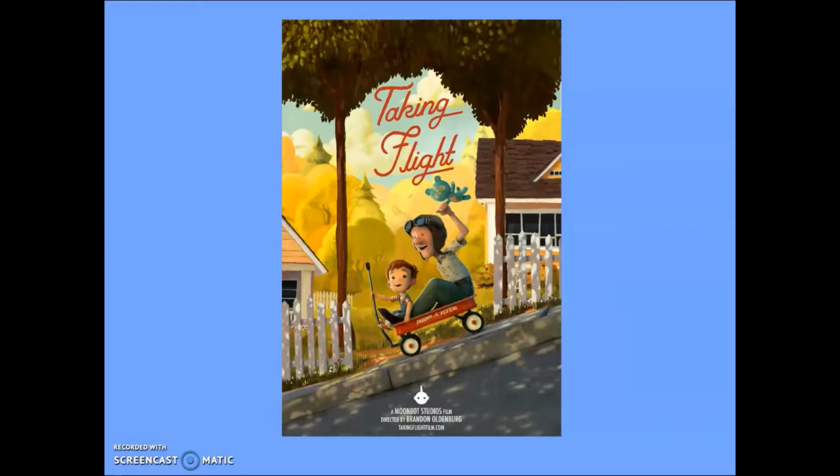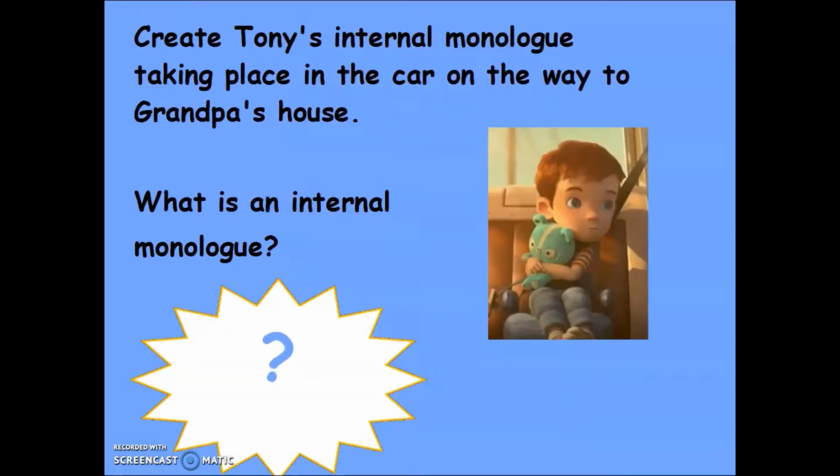Today we're going to try to empathise with Tony, our main character from our video story Taking Flight. This morning I would like you to get into character. You're going to pretend that you are Tony. This week we've spent a lot of time talking about Tony's feelings and his thoughts. Today we're going to be using those thoughts and feelings to create Tony's internal monologue.